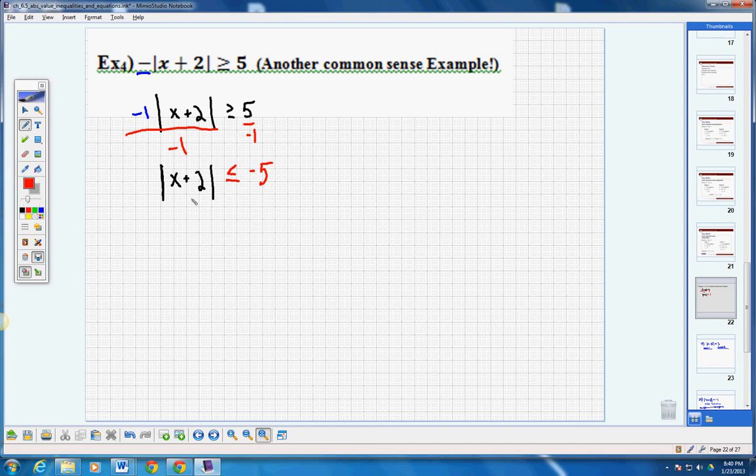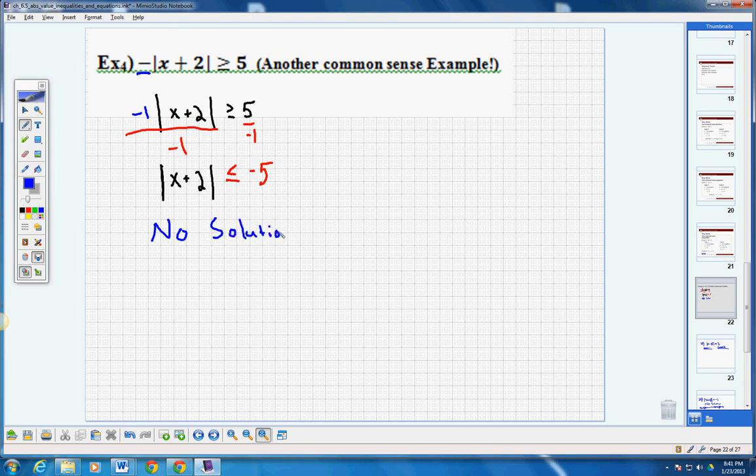No matter what value I plug into here, I can plug in negative 1 million. I'm still going to add 2 to that negative 1 million. So that would be negative 999,998. Take the absolute value of that, and I'm going to get 999,998. That's going to be a positive value, and that's not going to be less than or equal to negative 5. So understand, it doesn't matter what I plug into here. I'm going to get a false statement. That's whenever we get to write the ever-famous phrase, no solution.